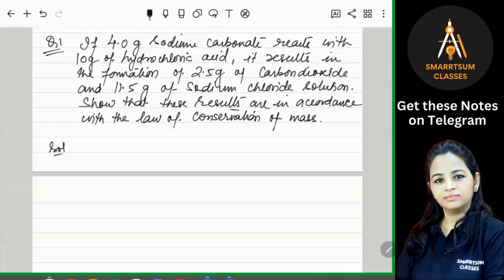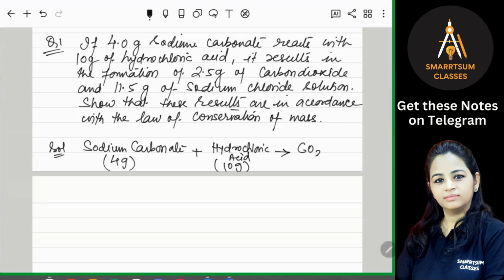Is that clear? So what is given here? Sodium carbonate, 4 gram, reacts with hydrochloric acid, that is 10 gram. It gives carbon dioxide and sodium chloride. This is 2.5 gram and this is 11.5 gram. This is the equation.